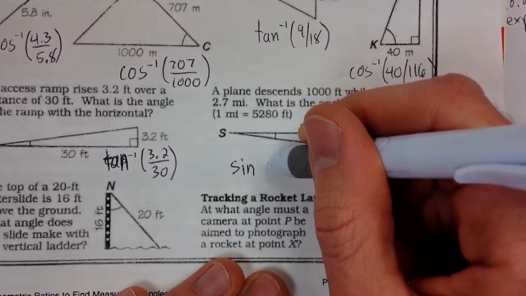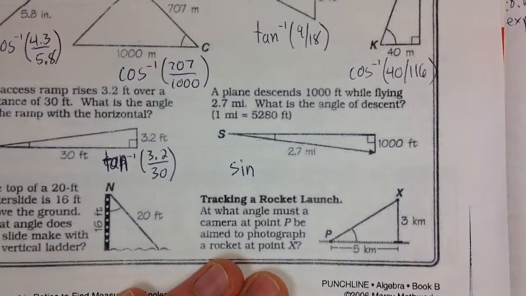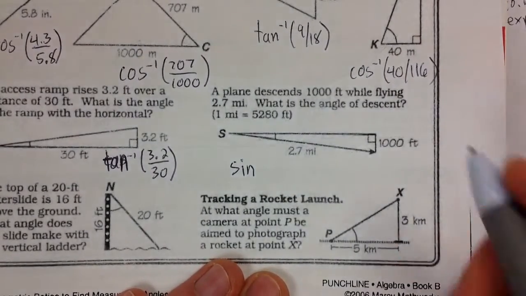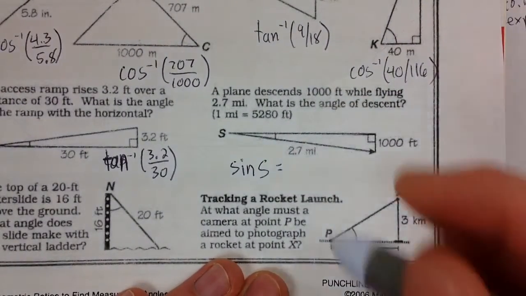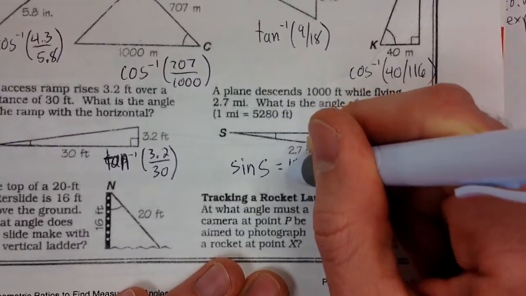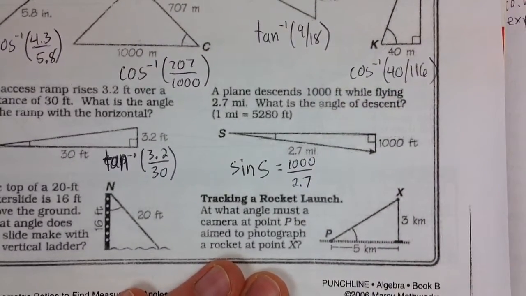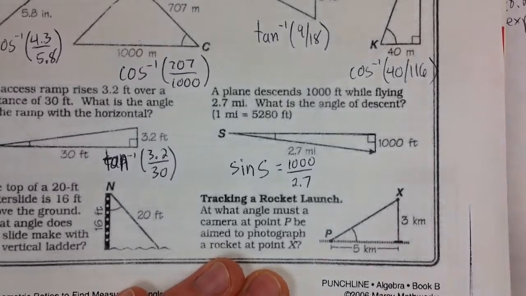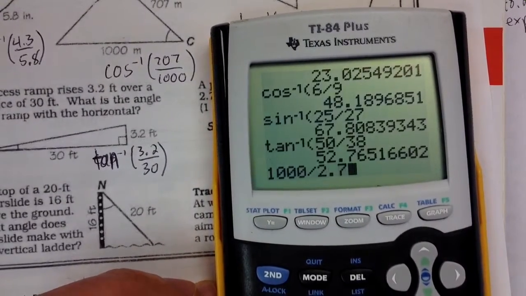So there'll be 1,000 over 2.7. I mean, sine of what? So when I say of what, you're going to give me an angle. S, good. Equals 1,000 over 2.7. And then what would you do? Solve it. How? 1,000 over 2.7. Okay. And then what would you do?